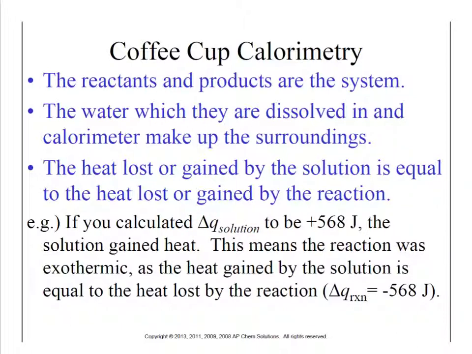So let's say, for example, we calculate it to be positive 568. So that's a positive number, which means that the solution itself gained energy. And if it gained energy, where did it get that energy from? It got it from the reaction. So if the solution gained 568, that means the reaction lost 568. That means it is an exothermic reaction.